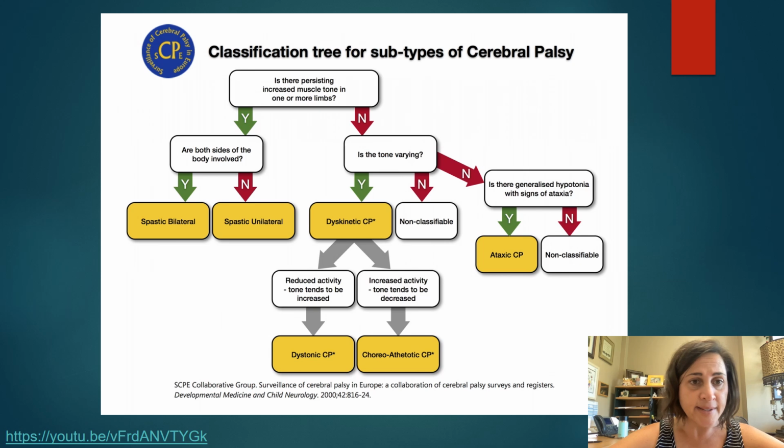If the answer is yes, you're then asking yourself, are both sides of the body involved? And you can come out with spastic bilateral or spastic unilateral. If we find that the tone of the child is varying, then we're looking at the dyskinetic or ataxic forms. And if we're looking at reduced activity or increased activity, we're looking at dystonia or choreoathetotic cerebral palsy.